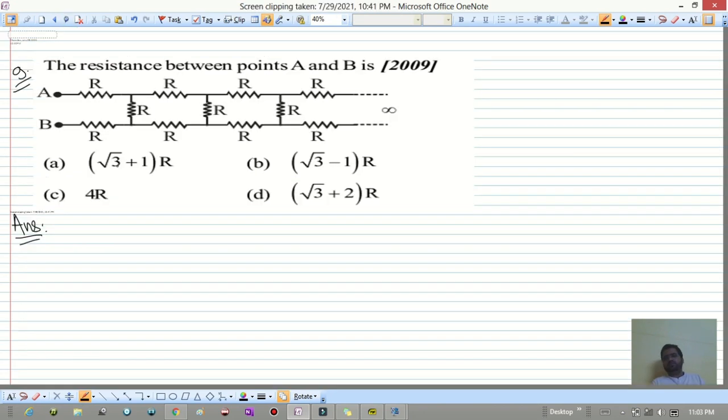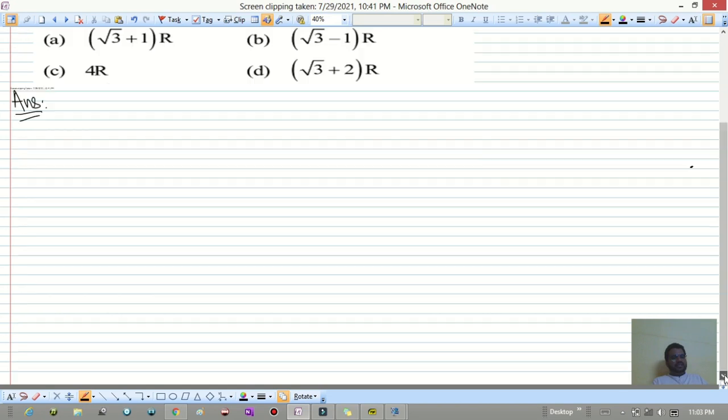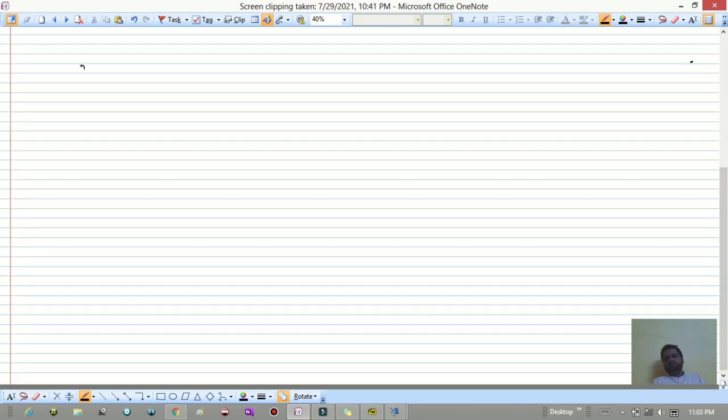Chalo, next problem. This is the 9th one. The resistance between A and B is, okay, this is the infinite ladder given. So I'll just draw the circuit as it is over here. Firstly, this is the electrical circuit given.